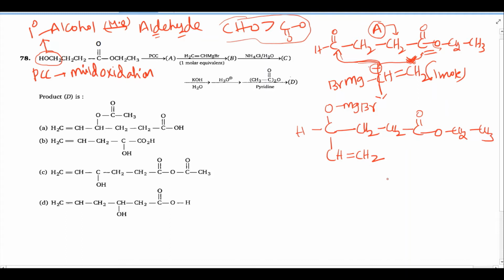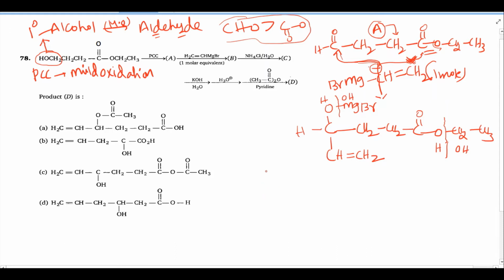After that, what will happen? Hydrolysis, with aqueous NH4Cl. Whenever you add water, the bond is going to break. H is added, OH is added. Here also the bond breaks, and H is added, OH is added. Then you are going to get the product. What is the product?